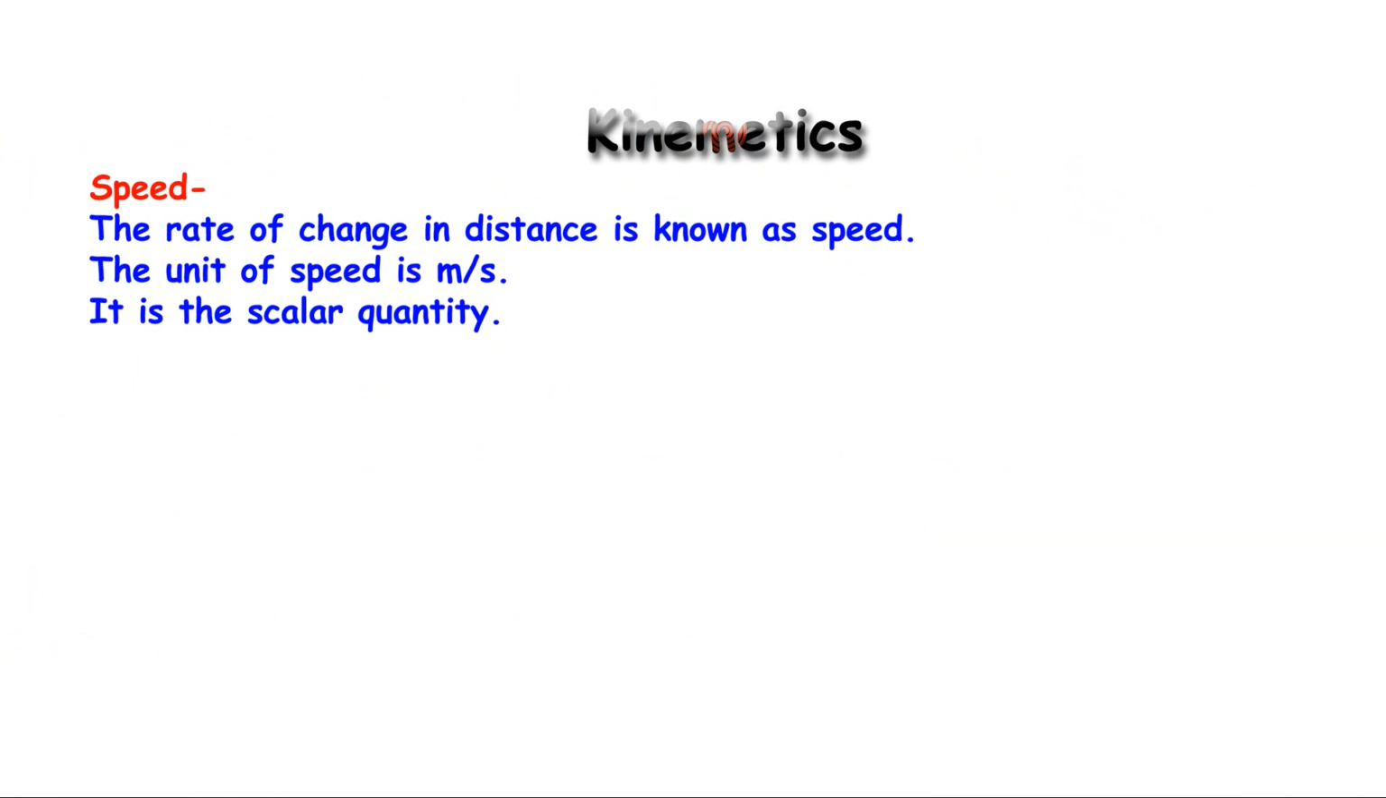We are now trying to define the speed. So speed is nothing but the rate of change in distance or the rate of crossed path. It has the unit of meter per second and it is a scalar quantity, because the distance has no direction, so it has no direction.